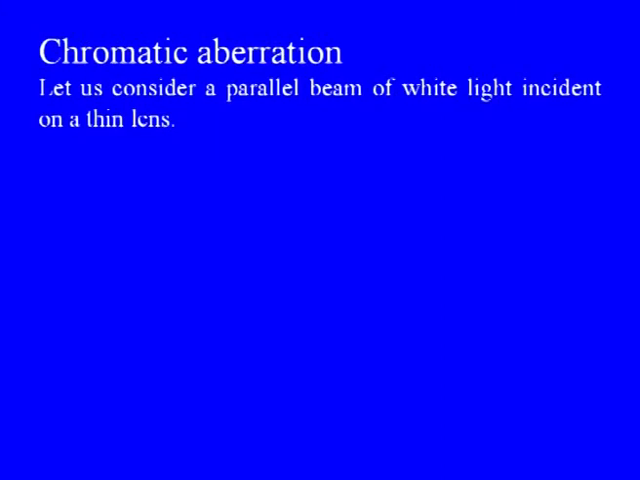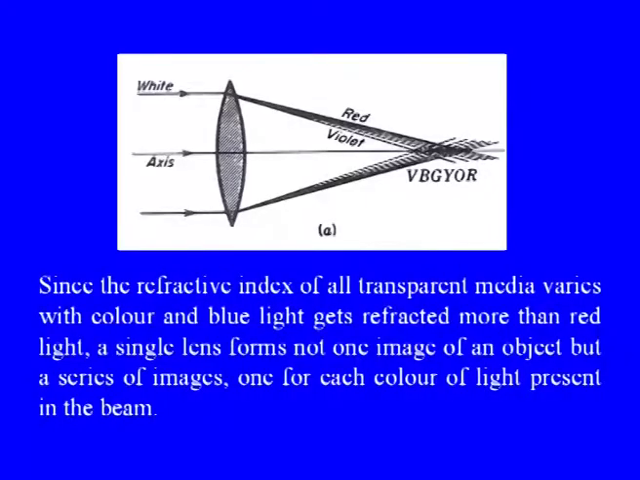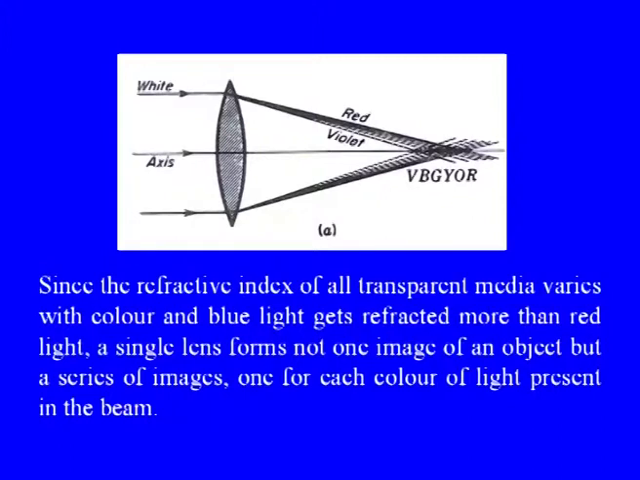Consider a parallel beam of white light incident on a thin lens. The incident beam is white light. After refraction, the colors appear. Since the refractive index of all the transparent media varies with color and blue light gets refracted more than the red light, a single lens forms not one image of an object, but a series of images, one for each color of the light present in the beam.